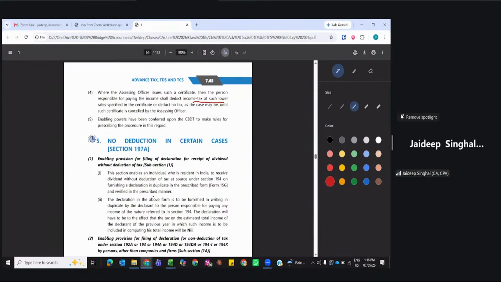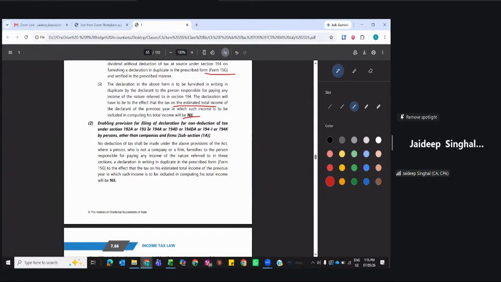No deduction in certain cases. In some cases, no TDS is to be deducted. In case of dividend income, if your income is not taxable and you estimate the tax liability to be nil, then you can give form 15G. The recipient can give form 15G, and the payer will not deduct the TDS in respect of dividends.